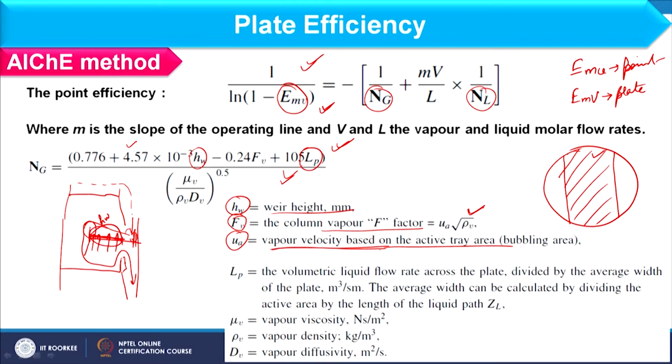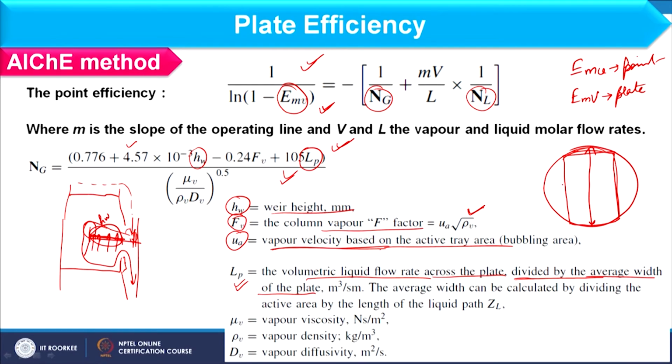Next parameter is LP. That LP is the volumetric liquid flow rate across the plate. If you consider this plate, LP is basically the liquid flow rate across the plate, and that should be obtained by dividing the volumetric flow by the average width of the plate. How can we find the average width? Average width is basically this section, because if you consider this section, it is more like a rectangle.